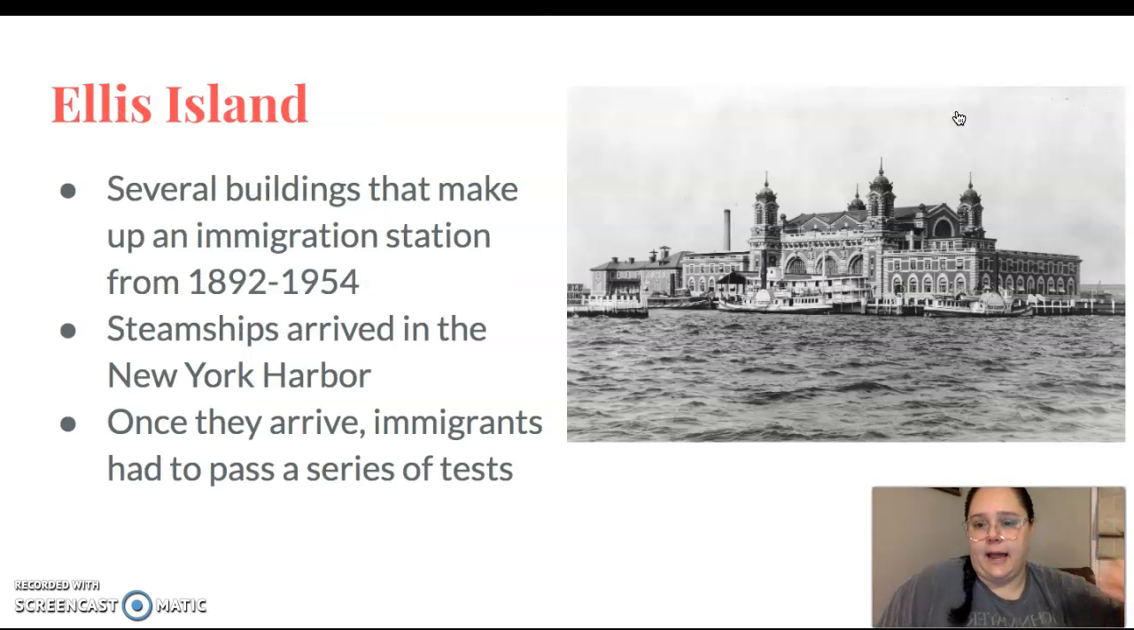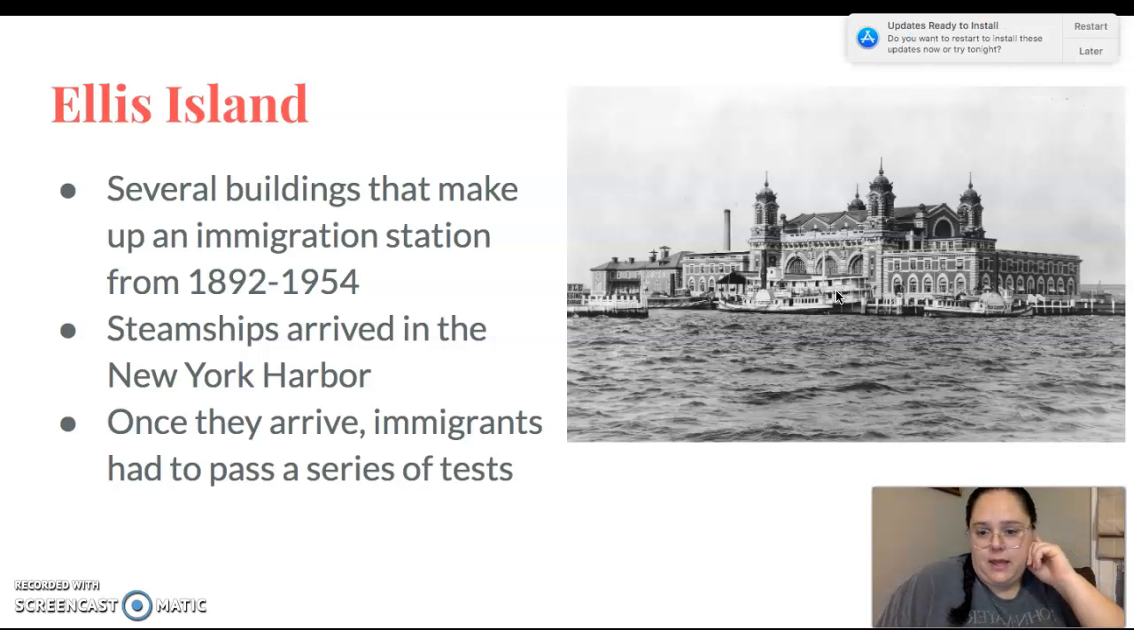So this is Ellis Island, several buildings on this island that make up an immigration station. It was there from 1892 to 1954. When immigrants came across the ocean from Europe, they stopped in the New York Harbor, which is this water right here. Once they arrived at Ellis Island, they had to pass a series of tests. If they did not pass these tests, they were not welcome into the country and were often sent back home. So this was the island where many immigrants first came into America, and some of them unfortunately didn't make it past there.